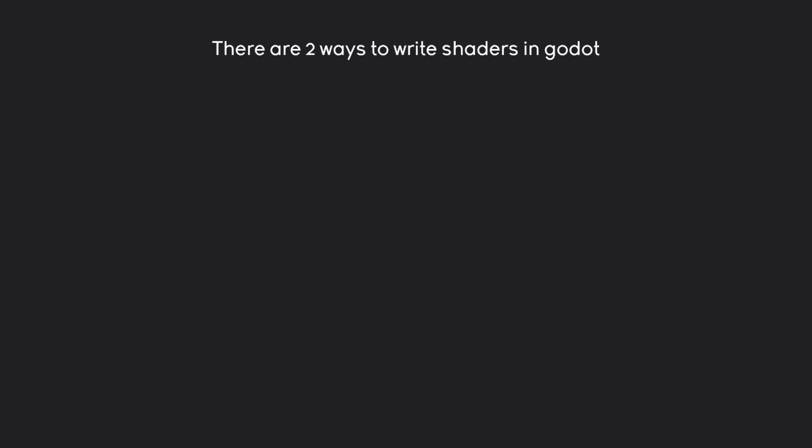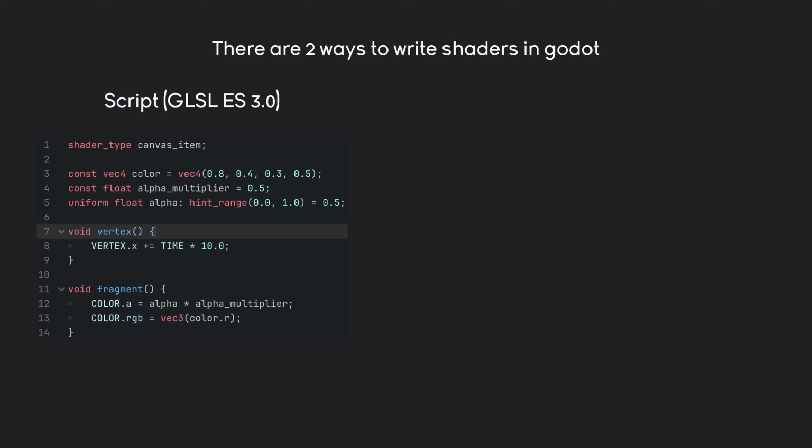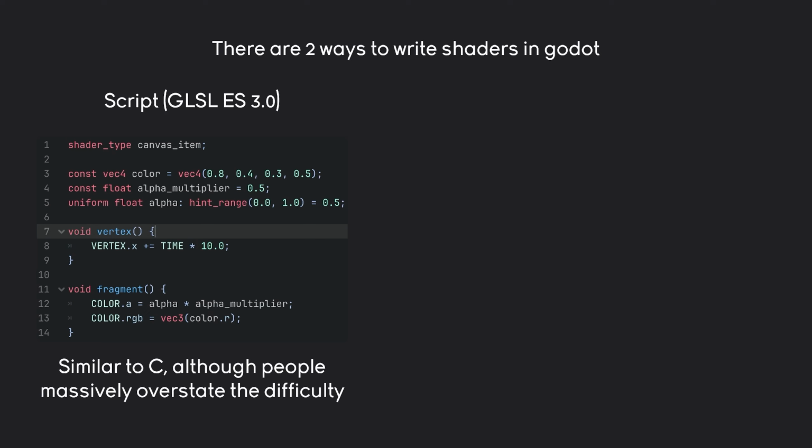Next up, there are 2 ways to write shaders in Godot. The first one is you can write a script, and this happens not via GDScript, but via a language called GLSL ES 3.0. Sounds like a mouthful, but an example of this that we are going to write in this tutorial would look like this. This kind of coding language is somewhat similar to the C programming language, and people tend to assume that it's really complicated. But in practice, it's really not that bad.